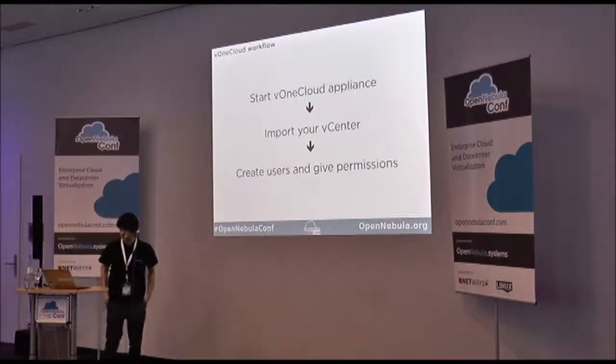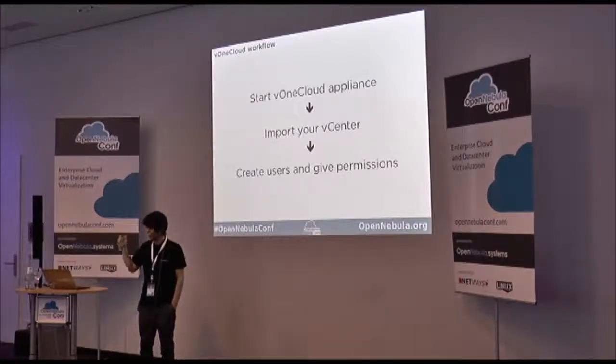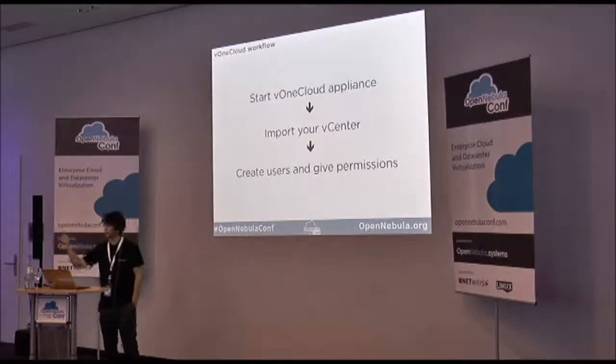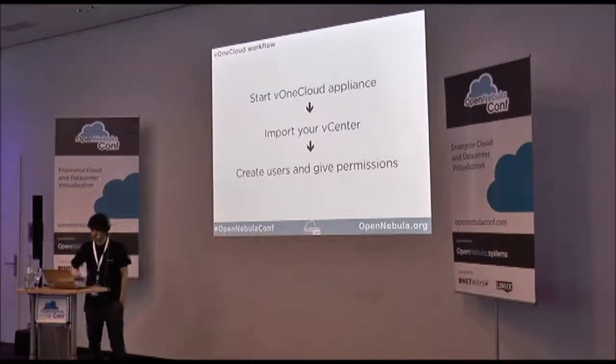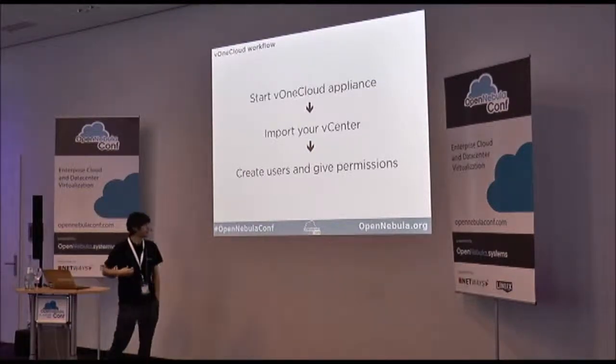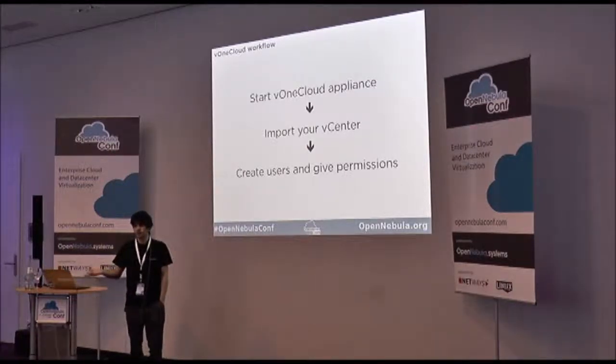The workflow is like this. You have an OVA file. You put it into your vCenter, start the machine. You go through the import tool to get the resources that you have in your infrastructure, the templates, etc. And then you create the users that can use this infrastructure and give permissions to the template so people can start using it.